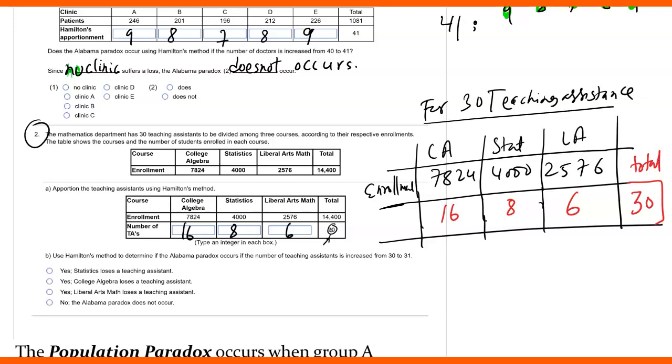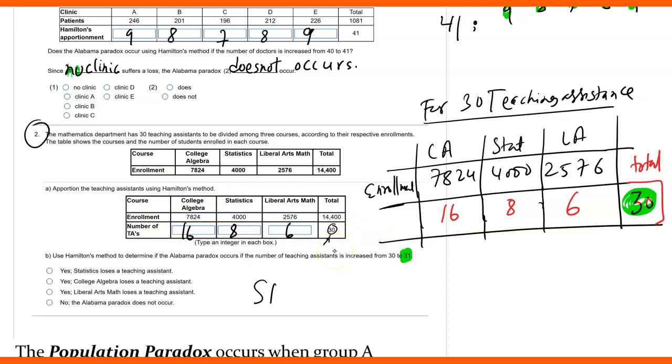Okay, that's for 30 teaching assistants. Now what happens? I use the Hamilton method to determine if the Alabama paradox occurs if the number of teaching assistants increases from 30 to 31. Now you have the number of items as 31. Okay, what you're going to do here is exactly the Hamilton method for this table with 31 teaching assistants.